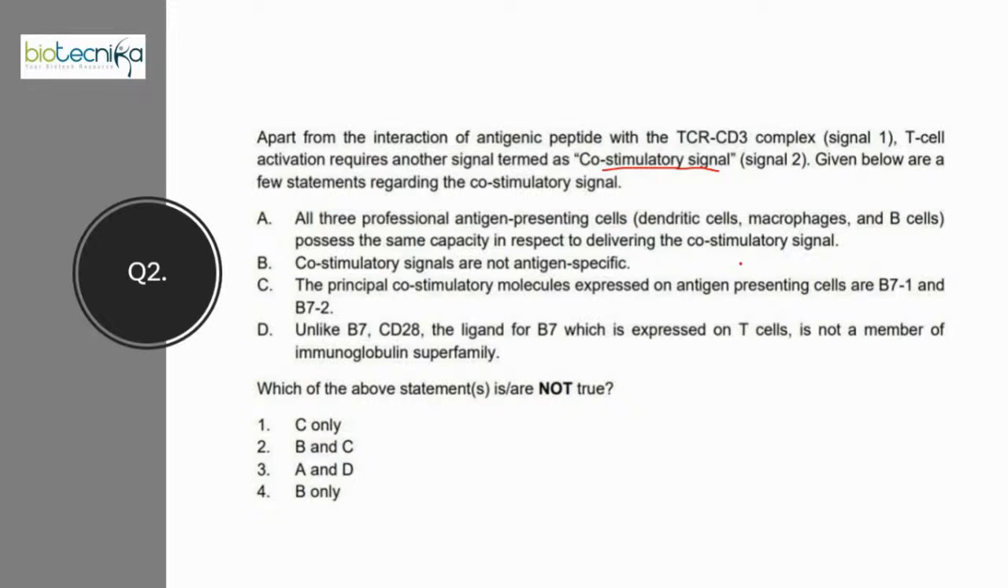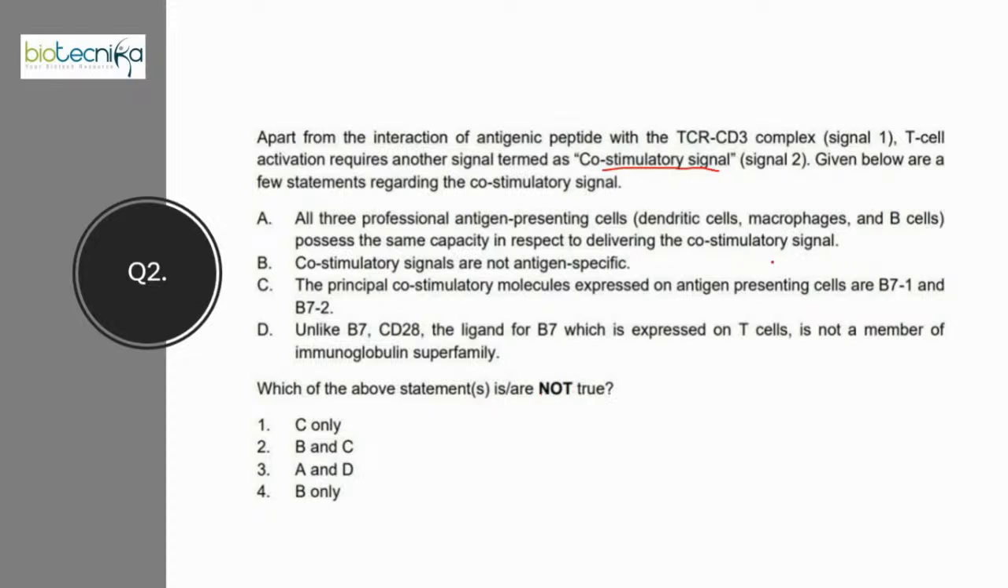Co-stimulatory signals are not antigen specific. The principal co-stimulatory molecule expressed on antigen presenting cells are B7-1 and B7-2. Unlike B7, CD28, the ligand for B7, which is expressed on T cells, is not a member of immunoglobulin superfamily. Which of the above statements is or are not true?